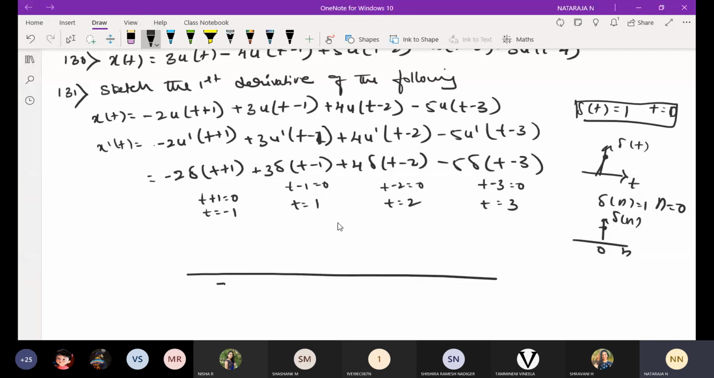Now at time slot minus 1, what is the amplitude of the signal? Minus 2. Then at 0, no, we don't have a signal. At t is equal to 1, what is the amplitude? Plus 3. Then t is equal to 2. At time slot 2, what is the amplitude? We have a 4. Then what about time slot 3? We have a minus 5. Like this we need to sketch. This is the final output. If you do like this, you will get 6 marks for this much.